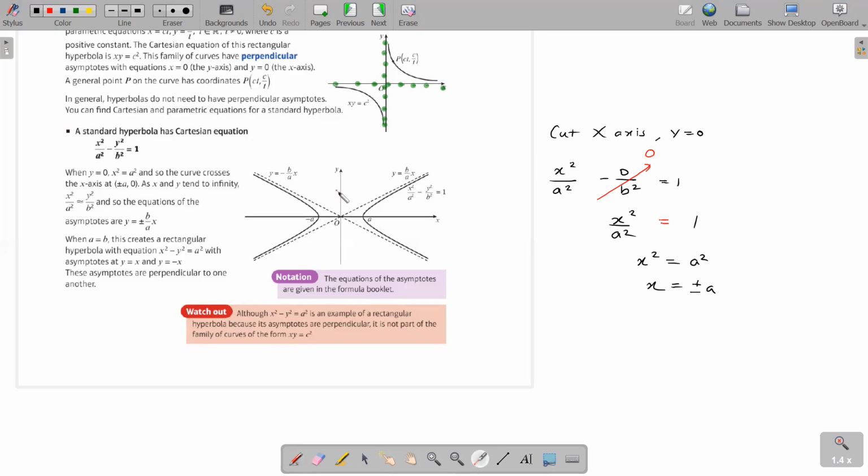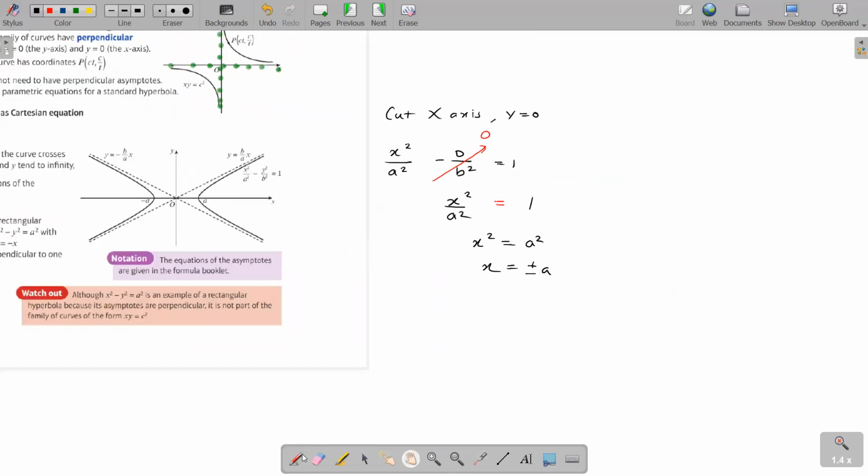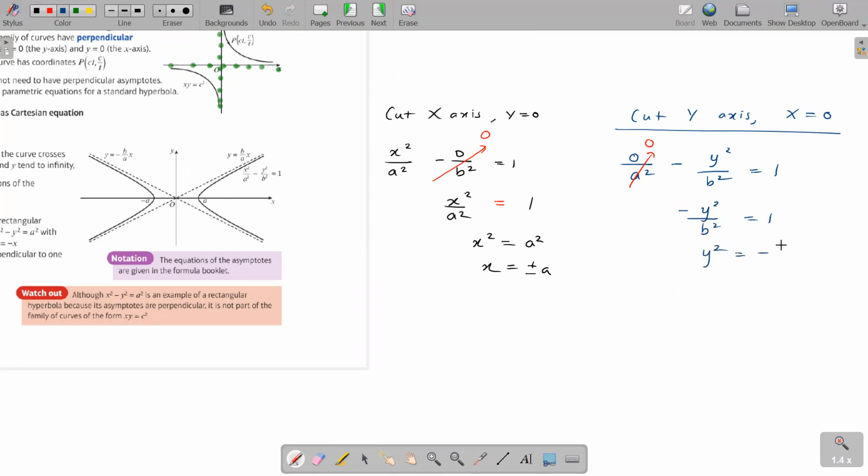Now I'm curious to see whether it cuts the y-axis or not. According to the diagram, you can see it doesn't cut the y-axis. So let's try to find the place where it cuts the y-axis. When you cut the y-axis, x is 0, right? So when you make x 0, we get 0 over a squared minus y squared over b squared equals 1. So this first part is totally 0, and we get minus y squared over b squared equals 1, which means y squared equals minus b squared.